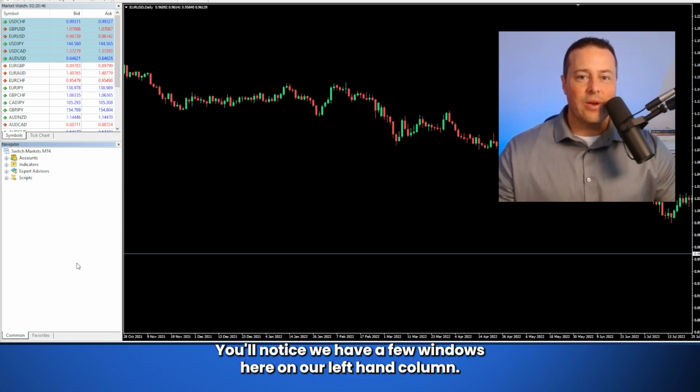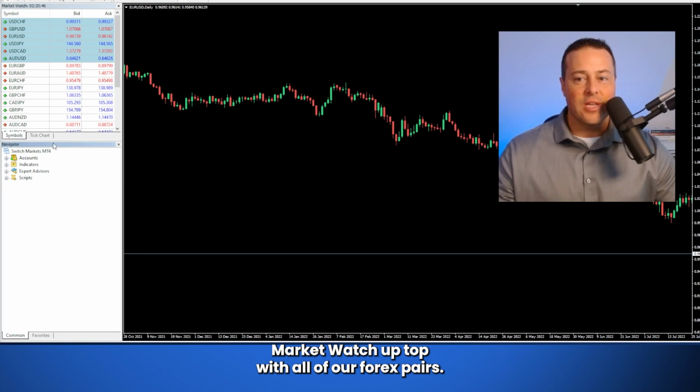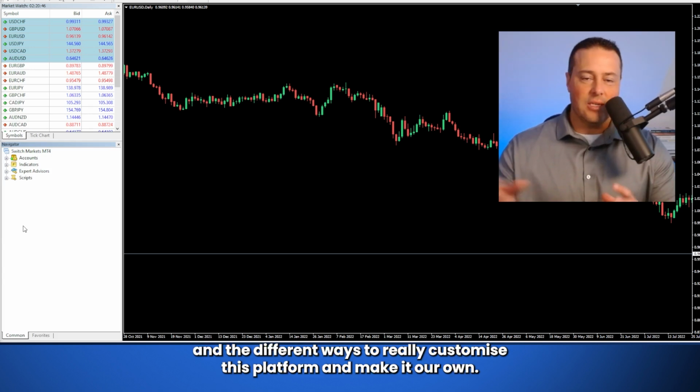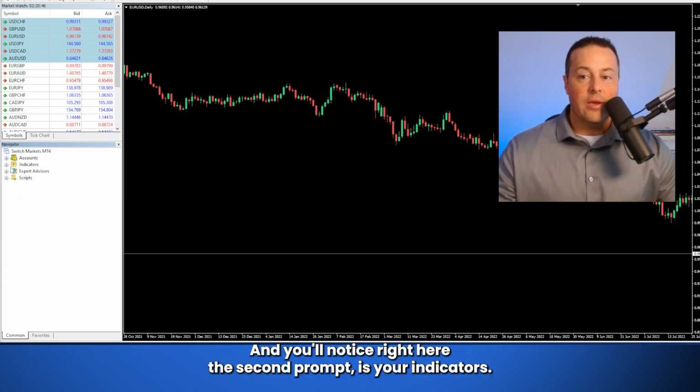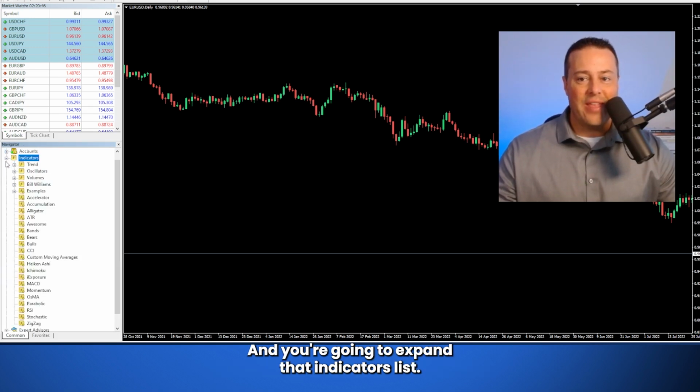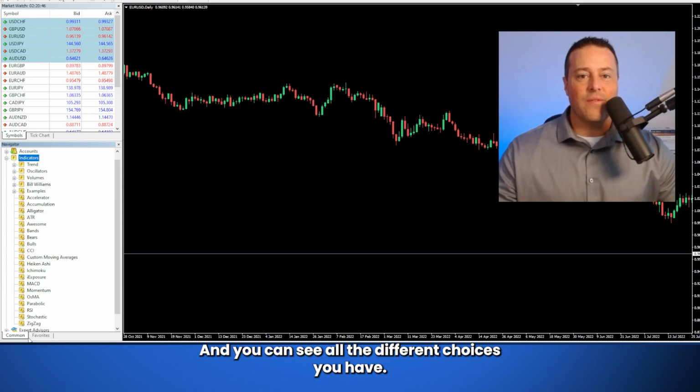You'll notice we have a few windows here in our left-hand column: Market Watch up top with all of our Forex pairs, and beneath that is the Navigator. The Navigator is where we find the functionality, the different tools, and the different ways to really customize this platform and make it our own. The second prompt is your Indicators. Expand that list, and you can see all the different choices you have.